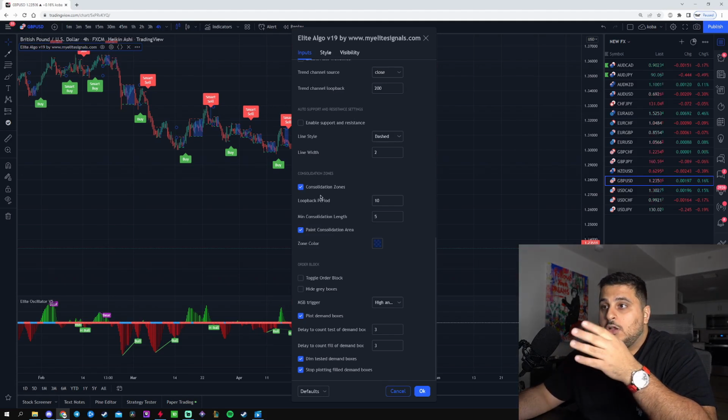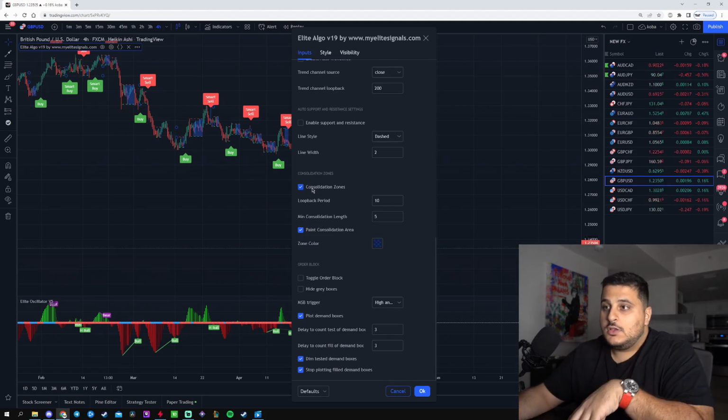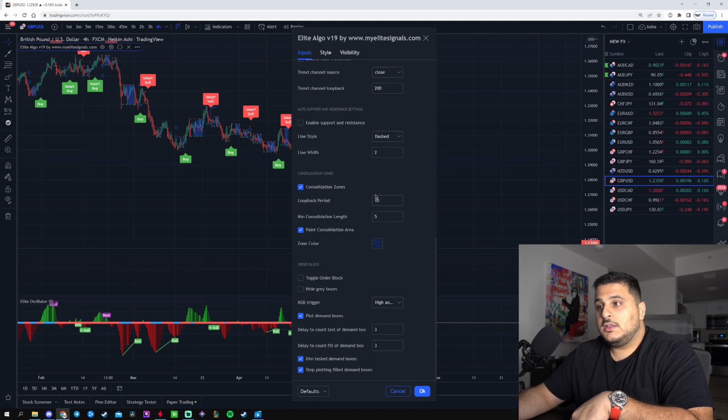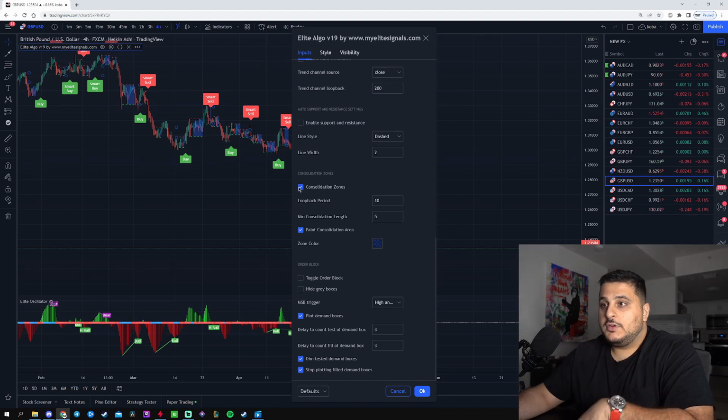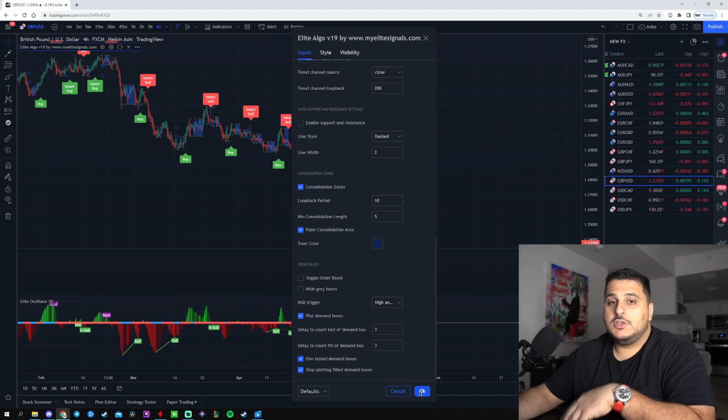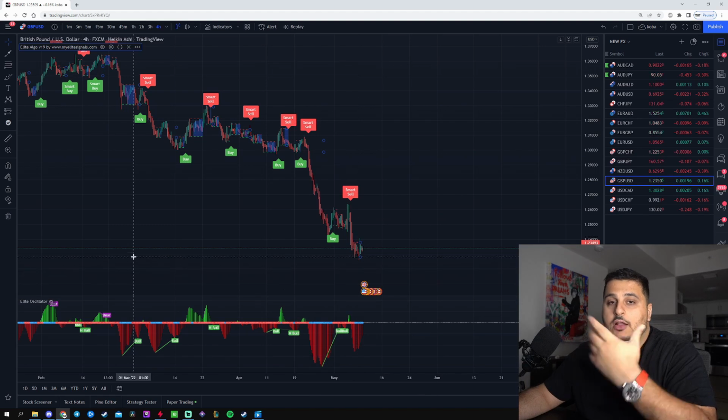Well, next one I want to talk about is the consolidation zones. So if we just turn on this setting right here, consolidation zones, I would leave this at default settings unless you specifically know how to use this and you're looking for a specific strategy. I would leave it default, but for now, we're just gonna check this on and I'm gonna show you guys exactly what it does on the chart and how to interpret it.